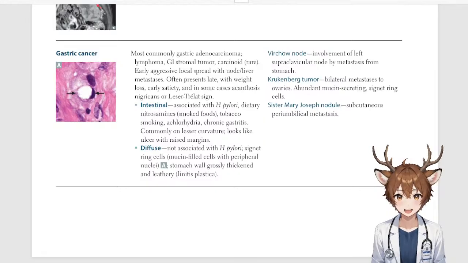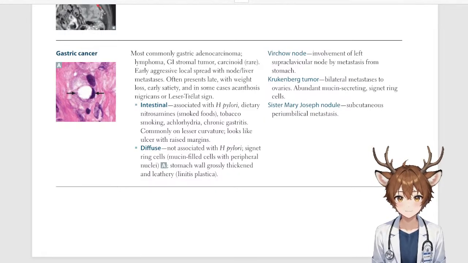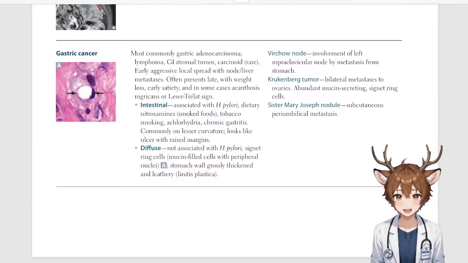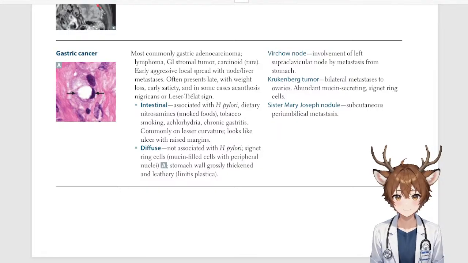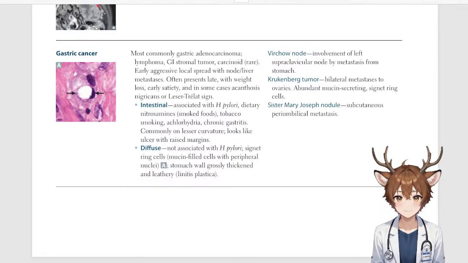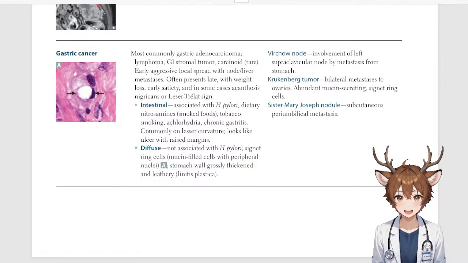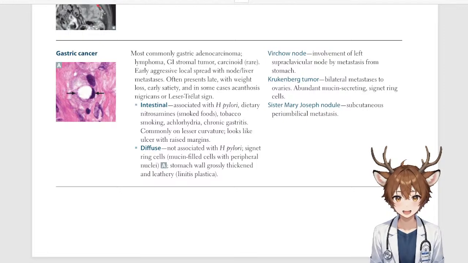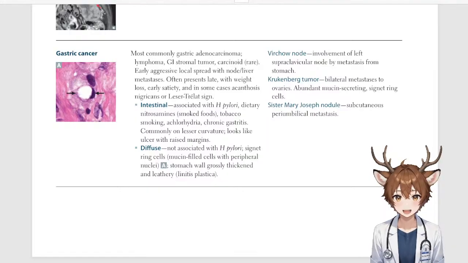What about gastric cancer? The verbiage on this is incorrect. Oh no, sorry, I'm incorrect. Most commonly it's going to be gastric adenocarcinoma. When you have gastric cancer, most likely it's going to be an adenocarcinoma. After that, lymphoma, GI stromal tumor. Common mutations include KIT or PDGFRA. Carcinoid, which is rare.